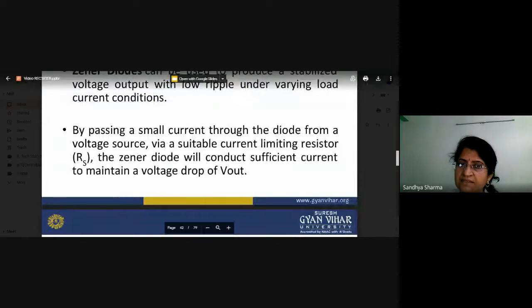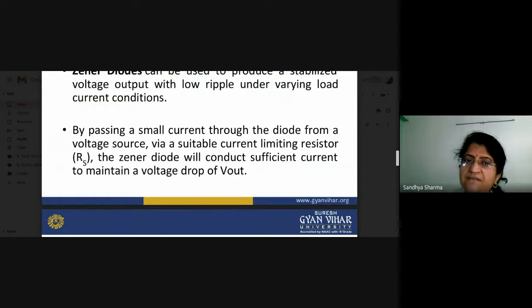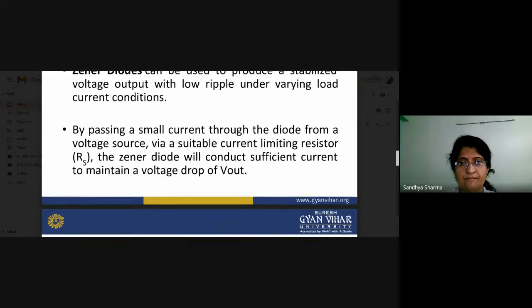So what happens here? We pass a small current through the diode from the voltage source, through a suitable current limiting resistor. If we increase the voltage beyond a certain limit, instead of the voltage rising, our current rises tremendously.